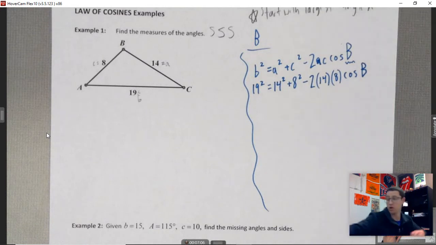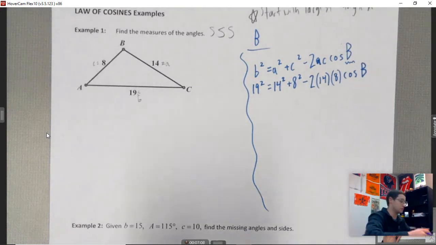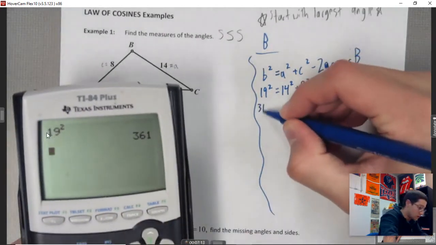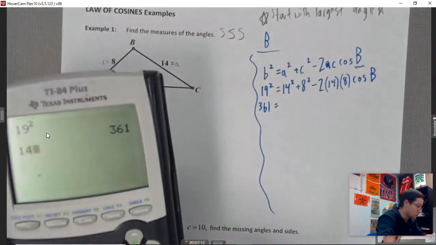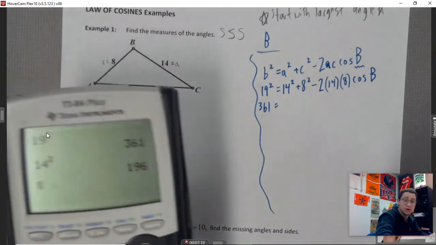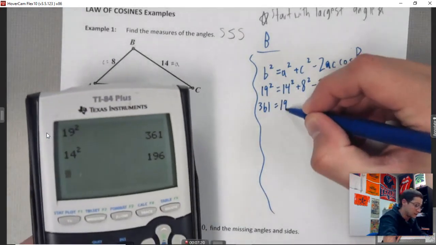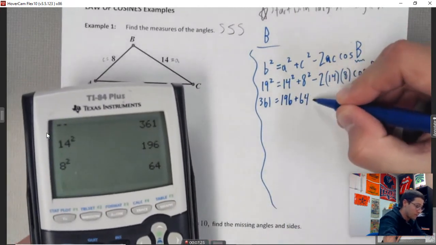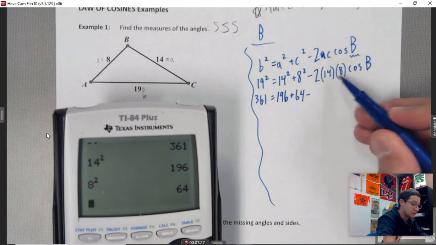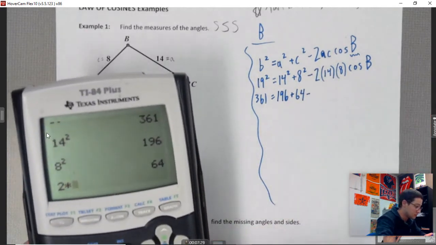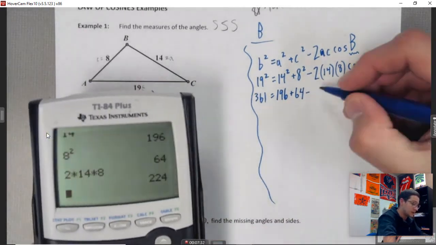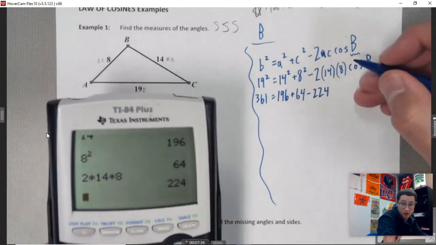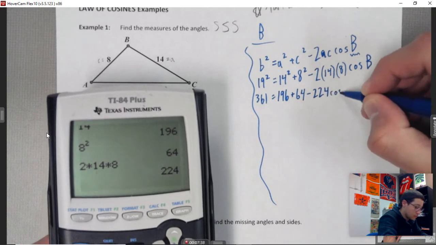Okay, so let's go ahead and get some of these. All right, let's do 19 squared. 19 squared is 361, so I'm going to go ahead and do 361 equals, and I'm just going to continue to work down. 14 squared, that's 196. Okay, 8 squared, that is 64. Okay, and then minus 2 times 14 times 8, so 2 times 14 times 8. Again, being very careful with our order of operations here. Okay, times cosine of b.